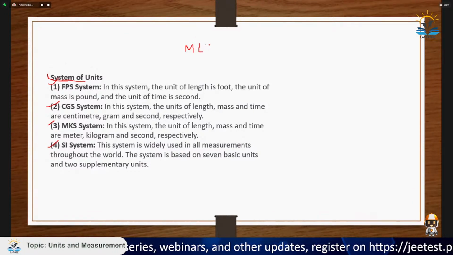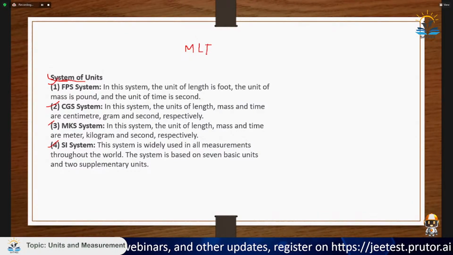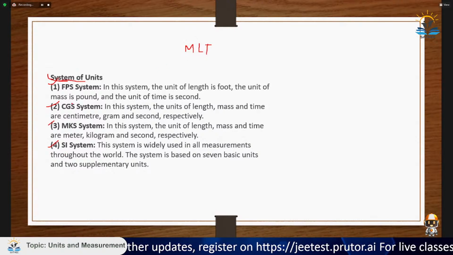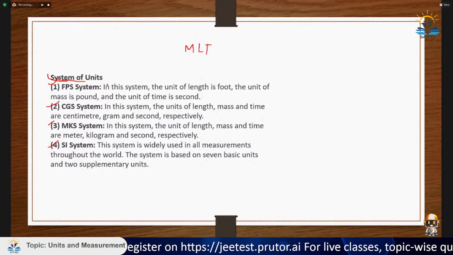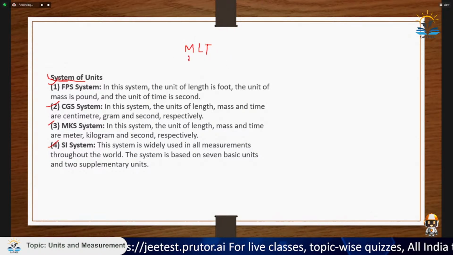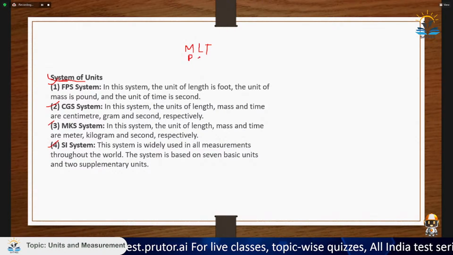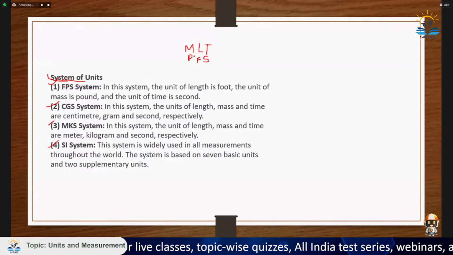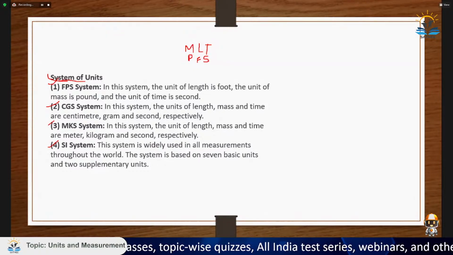Length and time. Using preferably these three quantities, you try to define the dimension of each and every quantity. That's why in each and every system, we also try to define each and every system with these three quantities only. Like in the FPS system, the unit for mass is pound, the unit for length is foot, and the unit for time is second. That's why it is known as the FPS system.